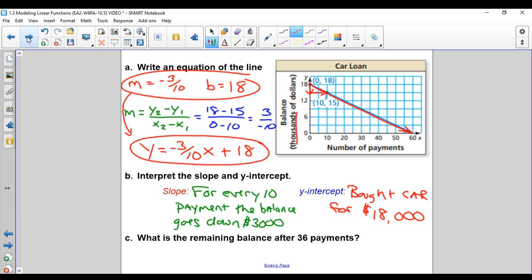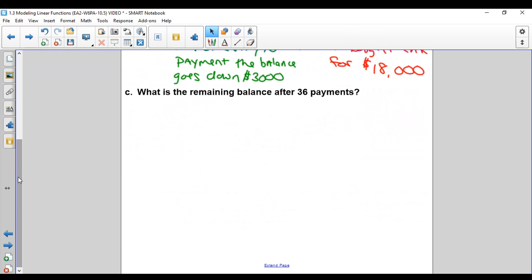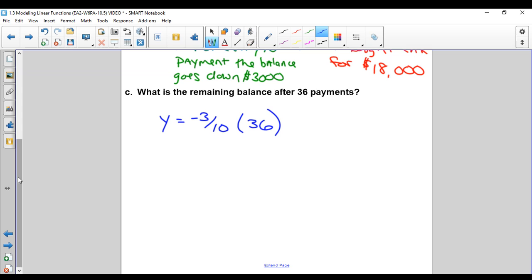And then finally, we have: what is your remaining balance after 36 payments? Well, take 36 and plug it in for x and go ahead and figure that out. You will end up with a decimal answer, which is okay. We'll just need to convert that. Remember, we need to convert it in terms of thousands here.